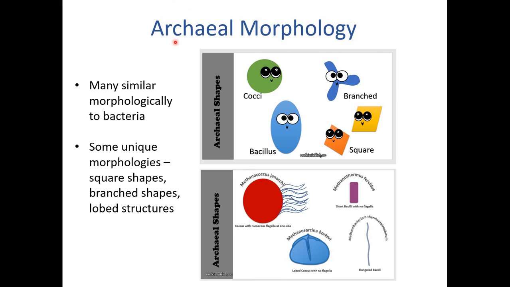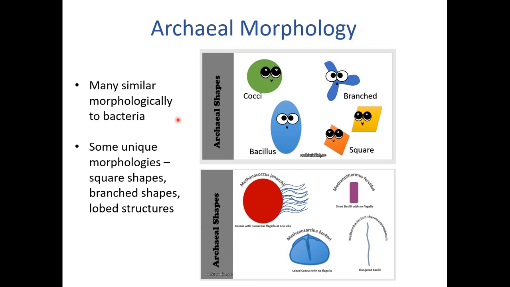While archaea do look pretty similar to bacteria in morphology, some have unique morphologies, such as these square shapes, as well as branched shapes or lobed structures. Archaea are actually a bit more morphologically diverse than bacteria, despite the fact that bacteria are more metabolically diverse than archaea.